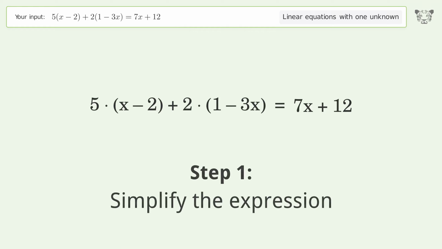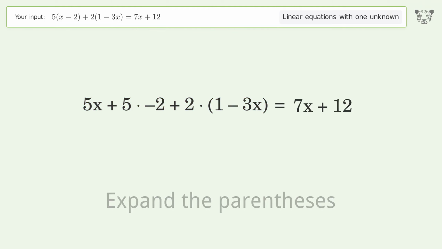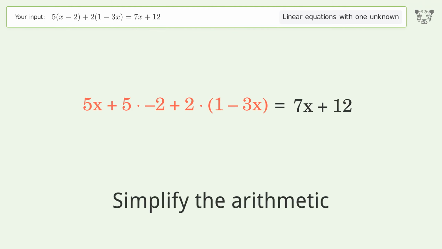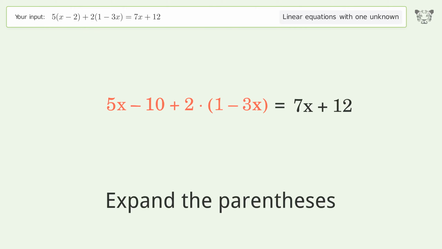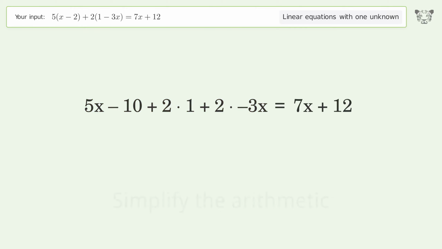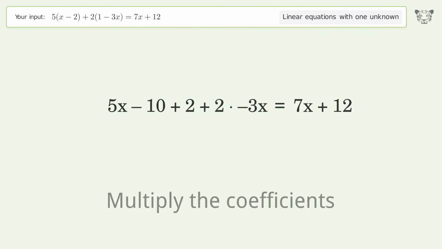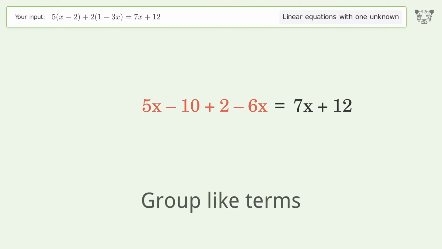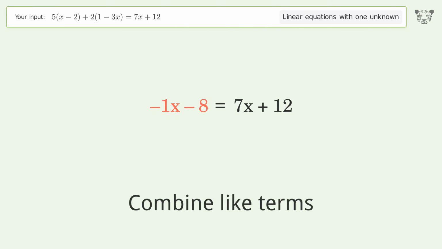Simplify the expression. Expand the parentheses. Simplify the arithmetic. Expand the parentheses. Simplify the arithmetic. Multiply the coefficients. Group like terms. Simplify the arithmetic. Combine like terms.